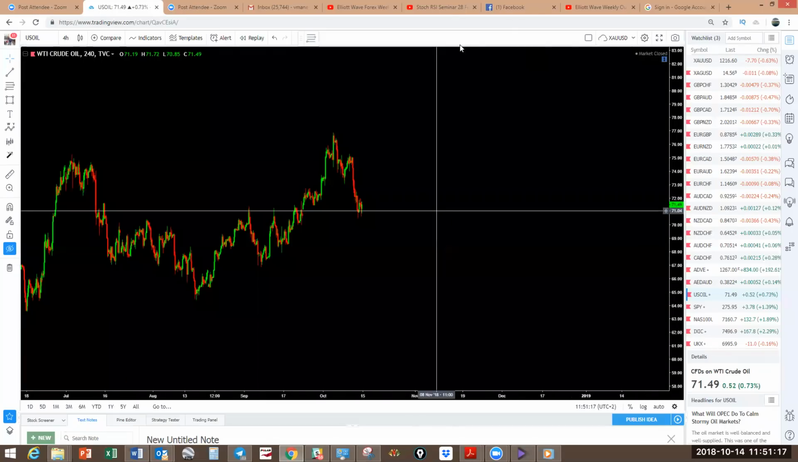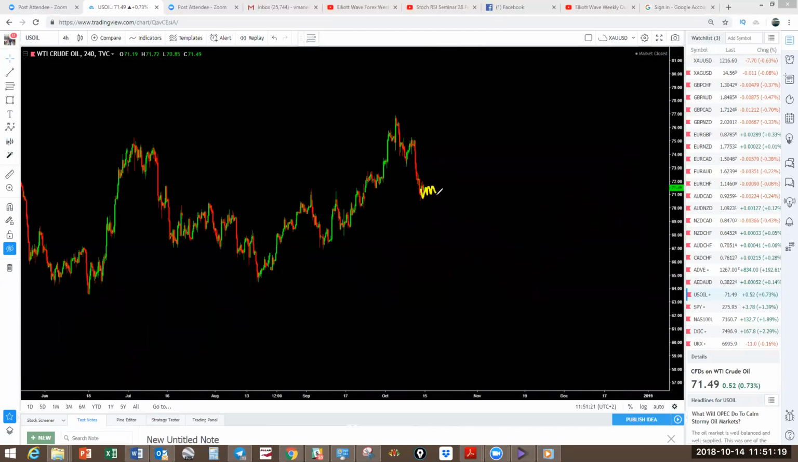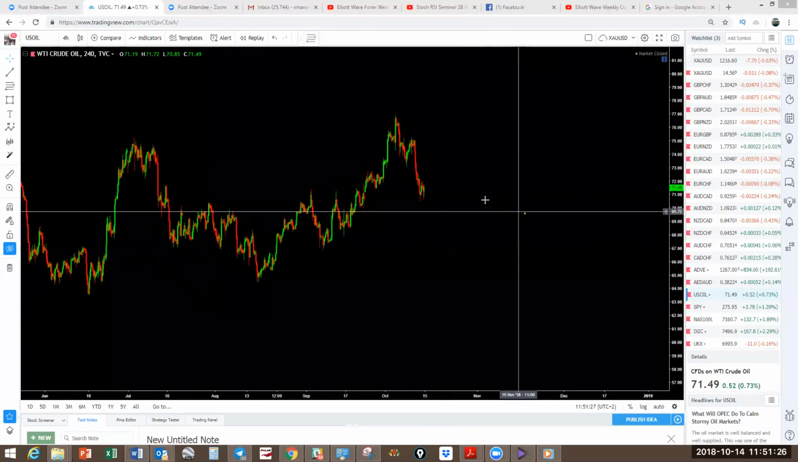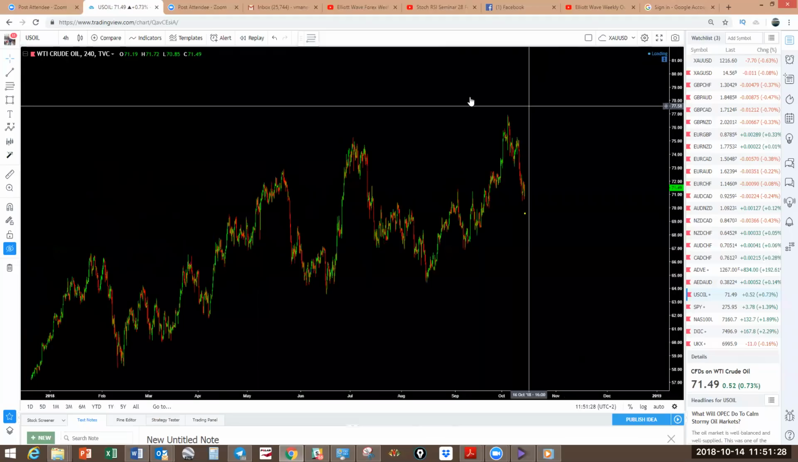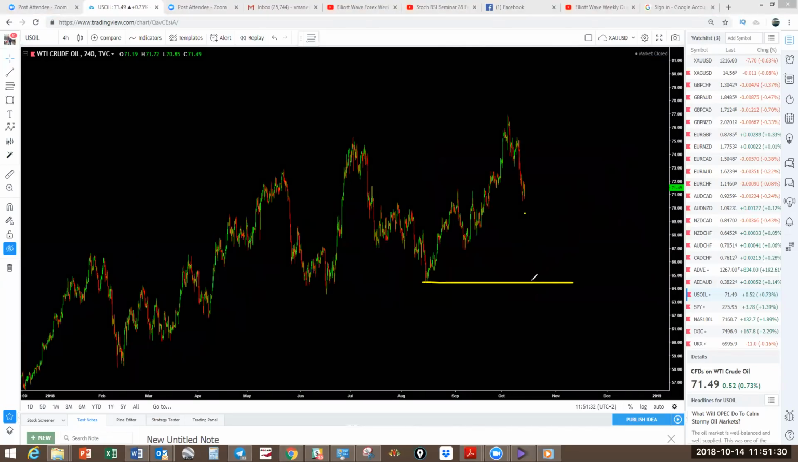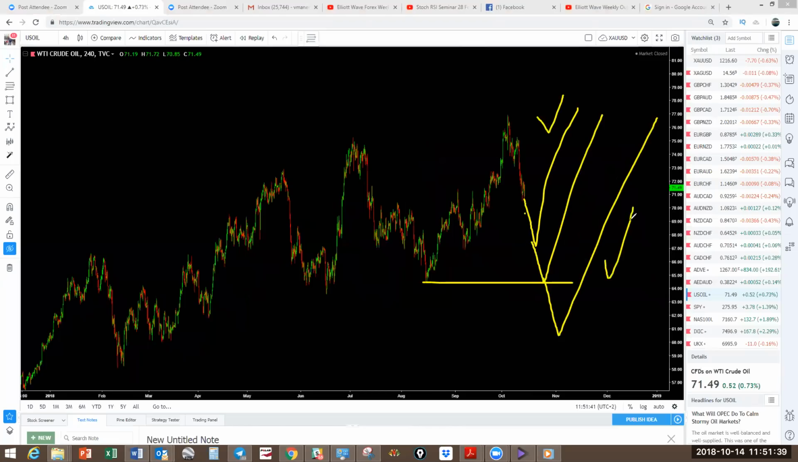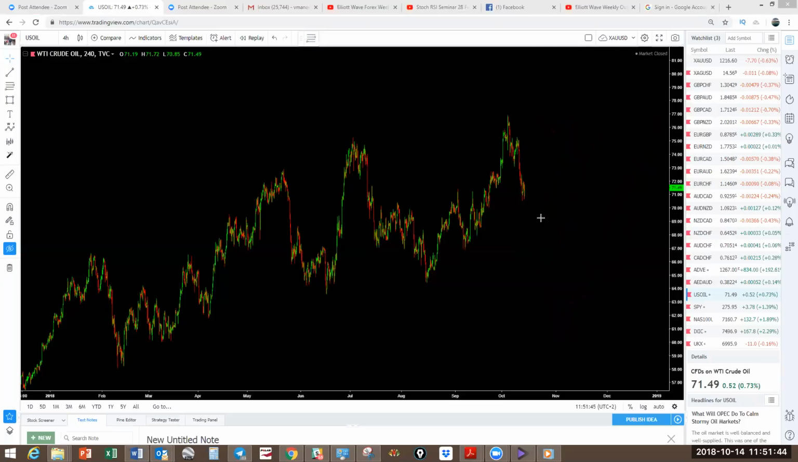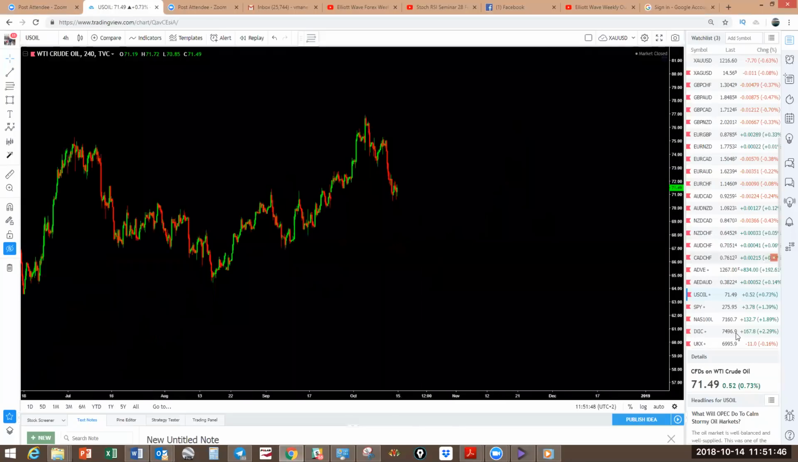Now we're busy correcting with this move here. Wait for this corrective structure to complete and take it down. Taking it down to this level. That's where either a running flat can happen, a regular flat can happen, or an expanding flat can happen. But most likely 1 and 2 can happen because this one has broken, so this one may not be a regular flat. That's oil.